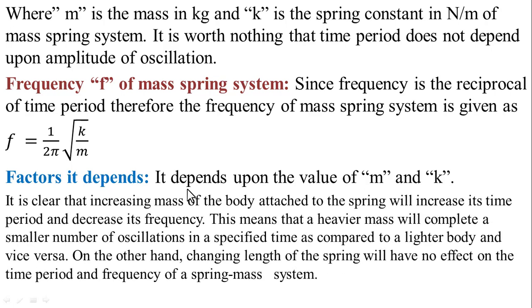Now it is clear that increasing the mass of the body attached to the spring will increase the time period and decrease its frequency. This means that a heavier mass will complete a smaller number of oscillations in a specified time compared to a lighter body, and vice versa. On the other hand, changing the length of the spring will have no effect on the time period or frequency in a mass spring system.